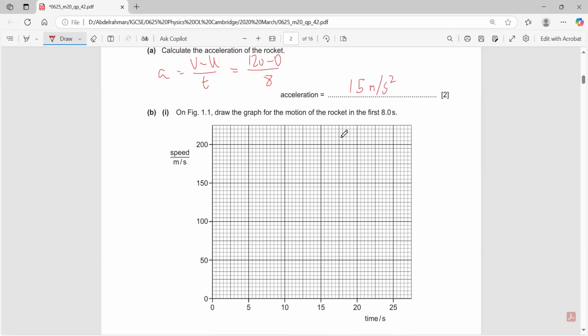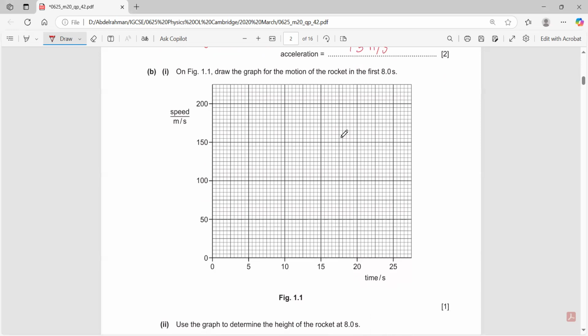On figure 1.1, draw the graph for the motion of the rocket in the first 8 seconds. In the first 8 seconds, it was moving with a constant acceleration. This is a speed time graph. So we need to draw a straight line, starting off with 0 and 0. After 8 seconds, this is 8. Let's zoom in a bit.